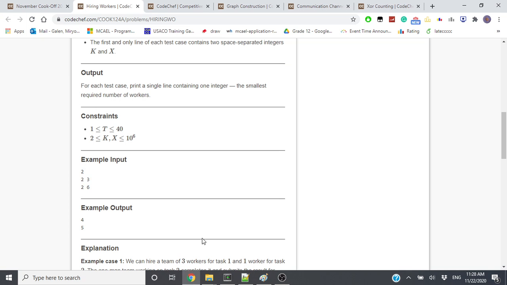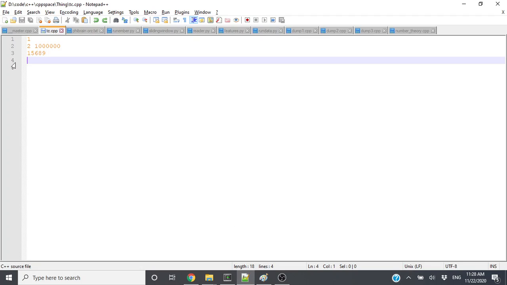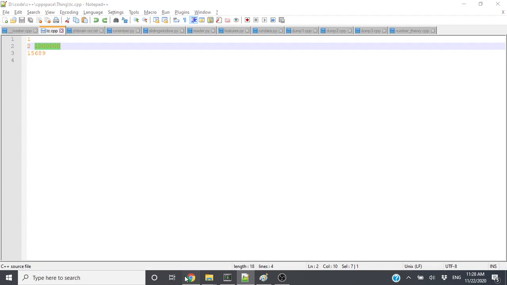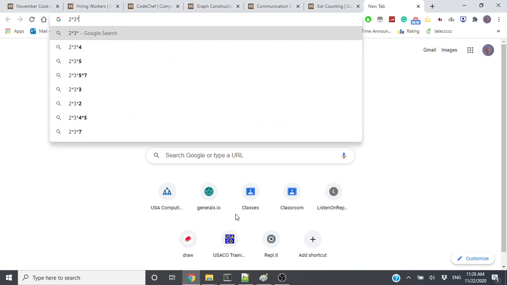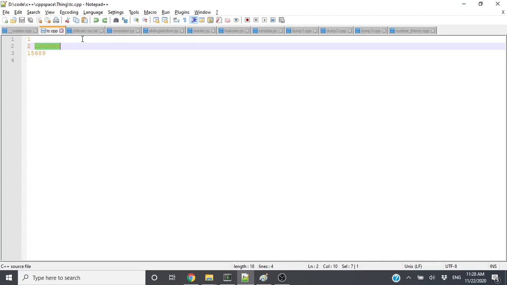So it would be like, oh yeah, it would have to be 5 to the 5th, 5 to the 6th. Okay, so it's not that bad. That's not that good of a case then. So we want something like 2 times 3 times 5 times 7 times 11 times 13. Yeah, so that's 3030.